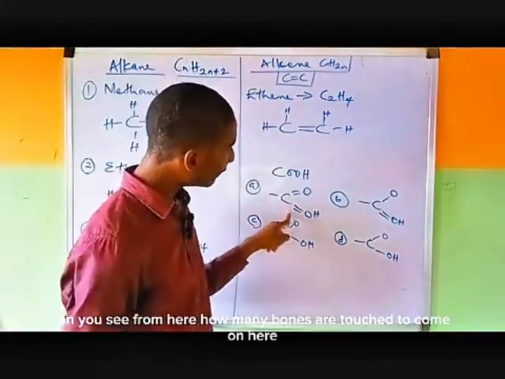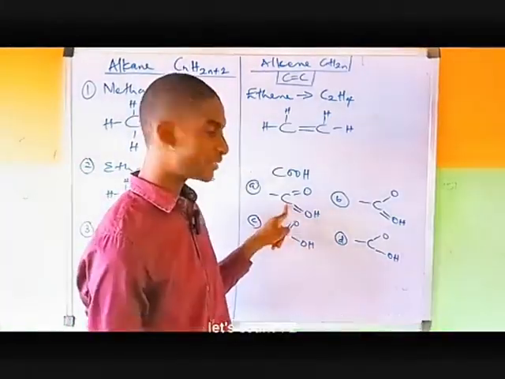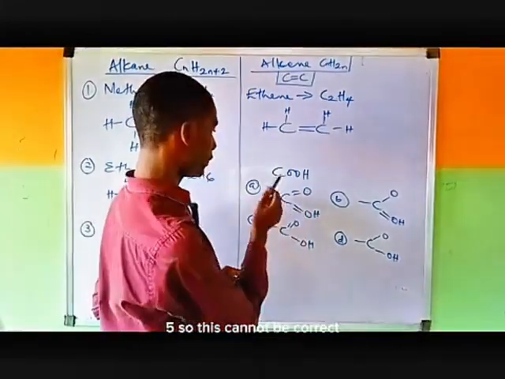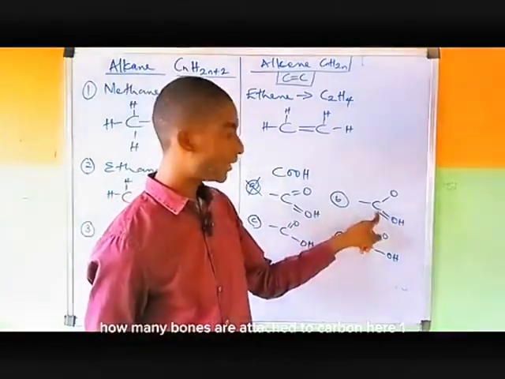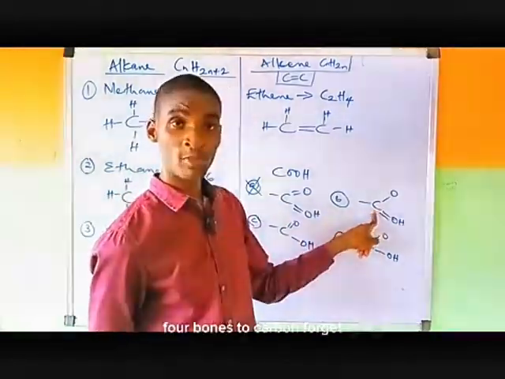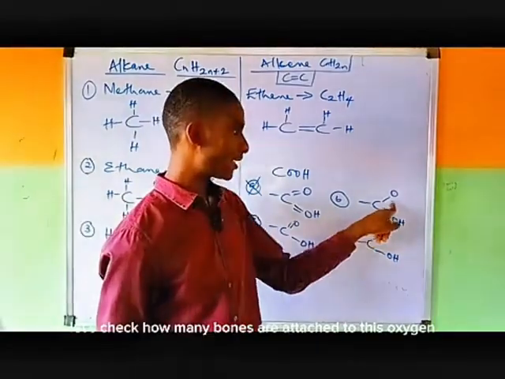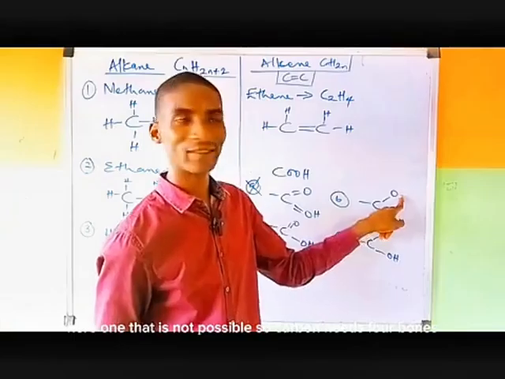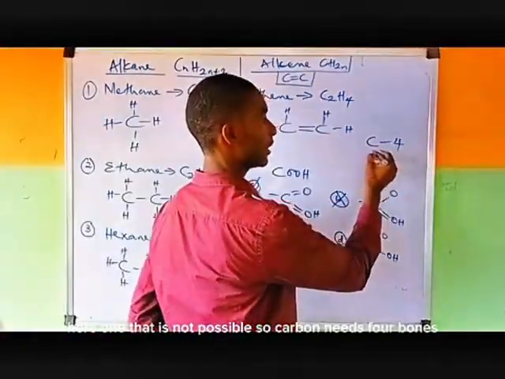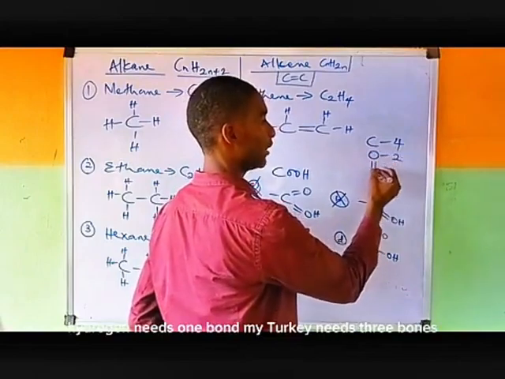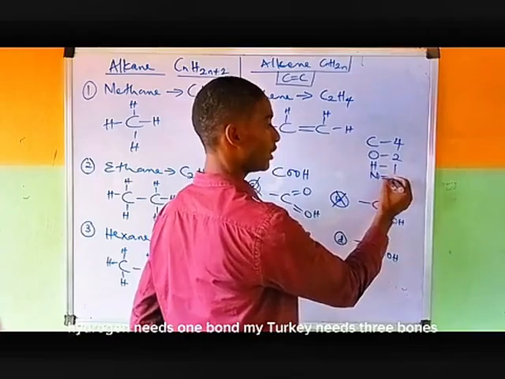Can you see from here how many bonds are attached to carbon here? Let's count. 1, 2, 3, 4, 5. So this cannot be correct. How many bonds are attached to carbon here? 1, 2, 3, 4. Yes, 4 bonds to carbon. But then let's check how many bonds are attached to this oxygen here. 1. That is not possible. So carbon needs 4 bonds. Oxygen needs 2 bonds. Hydrogen needs 1 bond. Nitrogen needs 3 bonds.